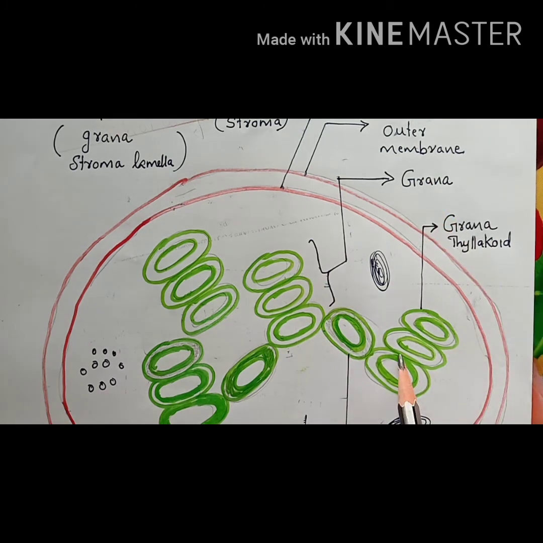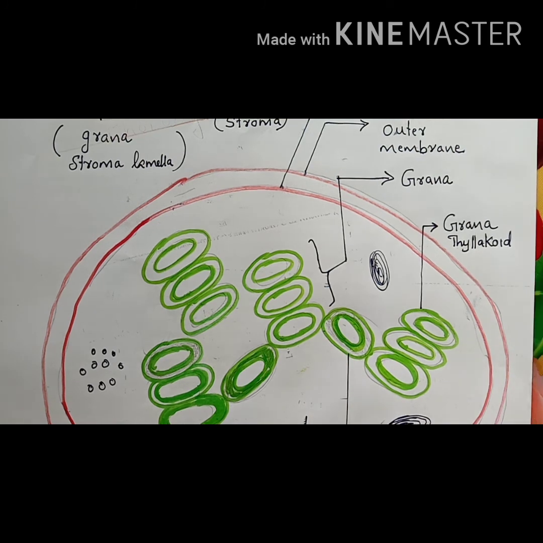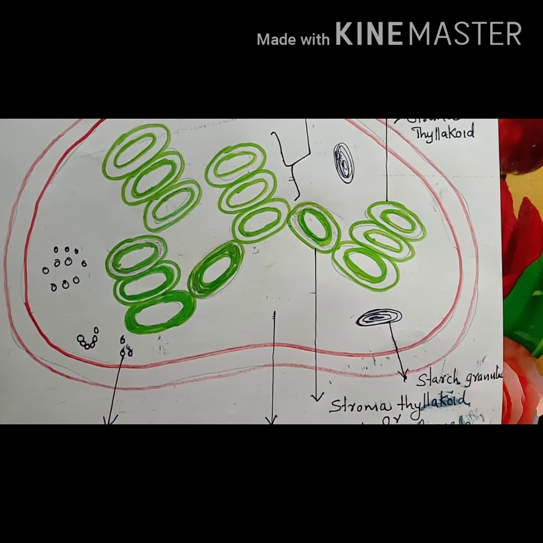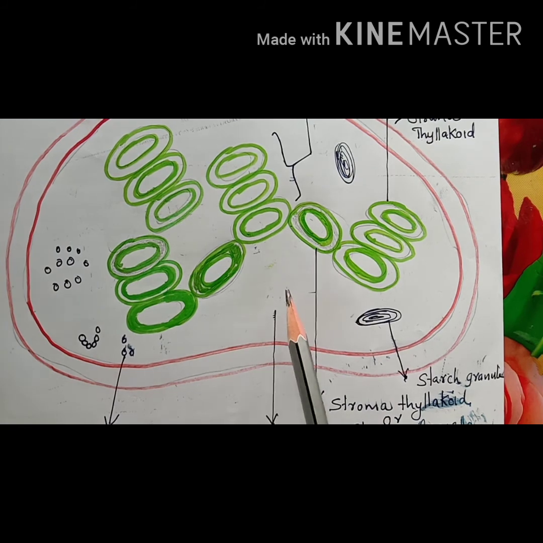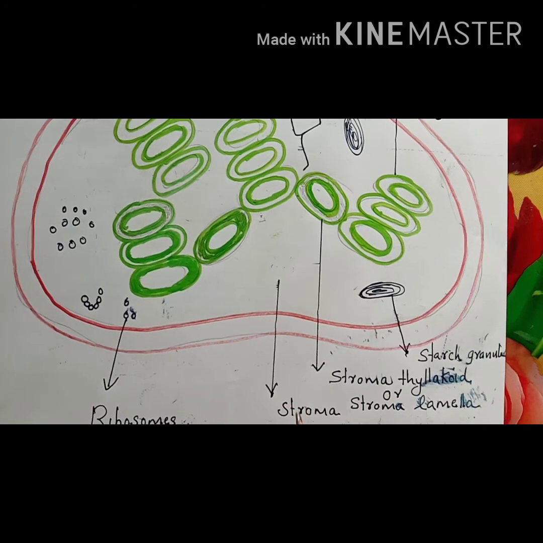Adjacent grana are connected by some other thylakoids. These thylakoids are called stroma thylakoids or stroma lamellae because they are present in this fluid portion, which is called stroma. The membranous portion is called lamellae or thylakoid. The fluid portion is called stroma.